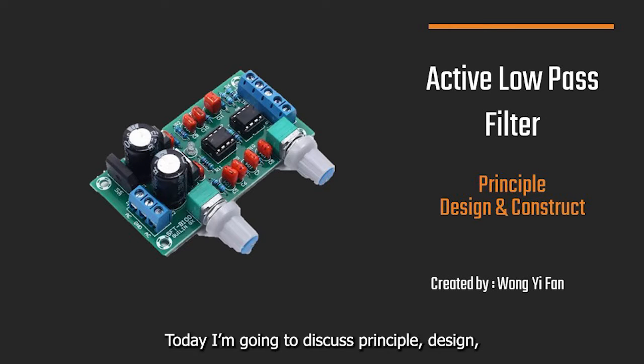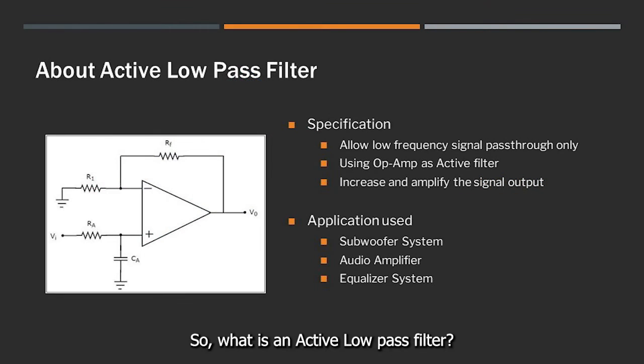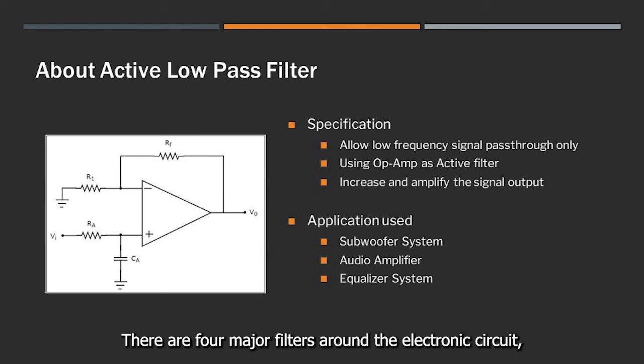I'm Yifan. Today I'm going to discuss the principle, design and construction of an active low pass filter. So what is an active low pass filter? There are four major filters in electronic circuits. The low pass filter is one of the major filters, and it only allows low frequency signals to pass through.